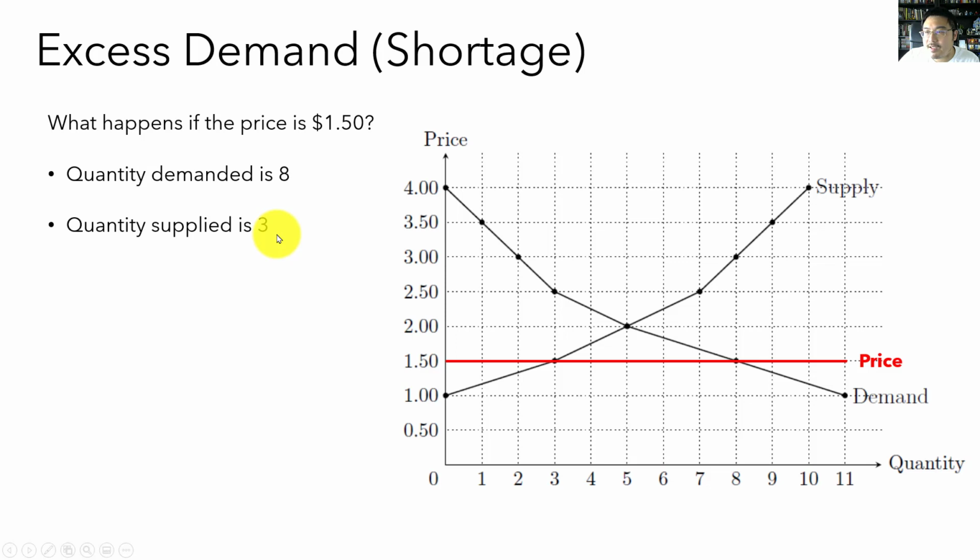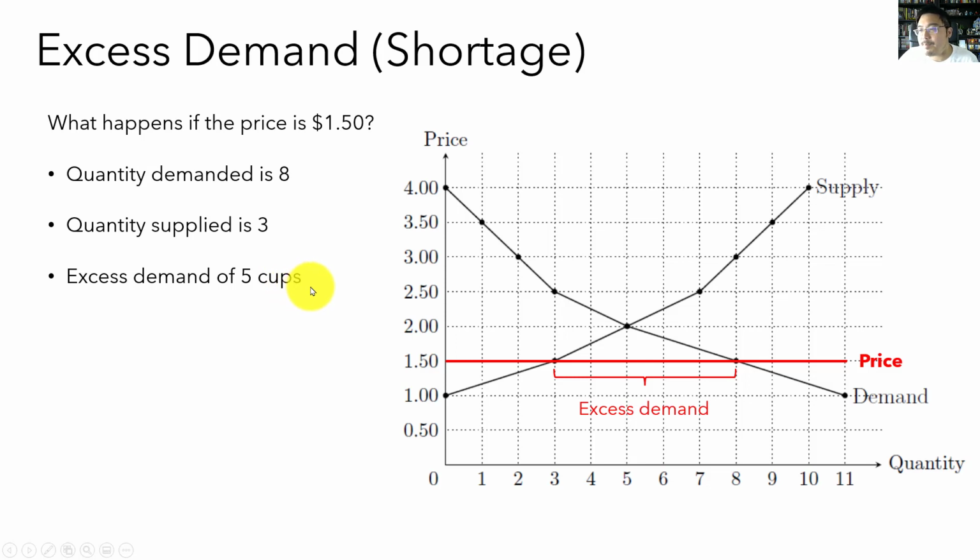But what does that mean? That means the quantity demanded is higher than the quantity supplied, right? The quantity demanded is 8 and the quantity supplied is 3. And so the difference is this distance here, right? The distance between the demand and the supply curve when the price is 150, and that's how much excess demand you have, right? And how much excess demand is there? Well, demand is 8 and supply is 3, and so the excess demand is 5 cups of coffee, right?